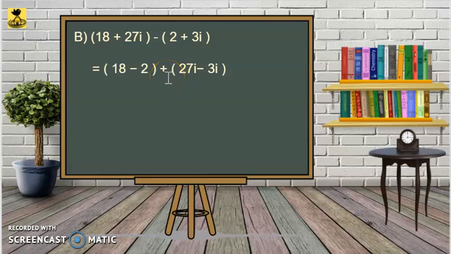Plus the imaginary parts, which are 27i. So 27i minus 3i. And then we calculate: 18 minus 2 is 16, plus 27i minus 3i is 24i. So can we combine 16 and 24i? No, because they are not similar terms. So that's the final answer.